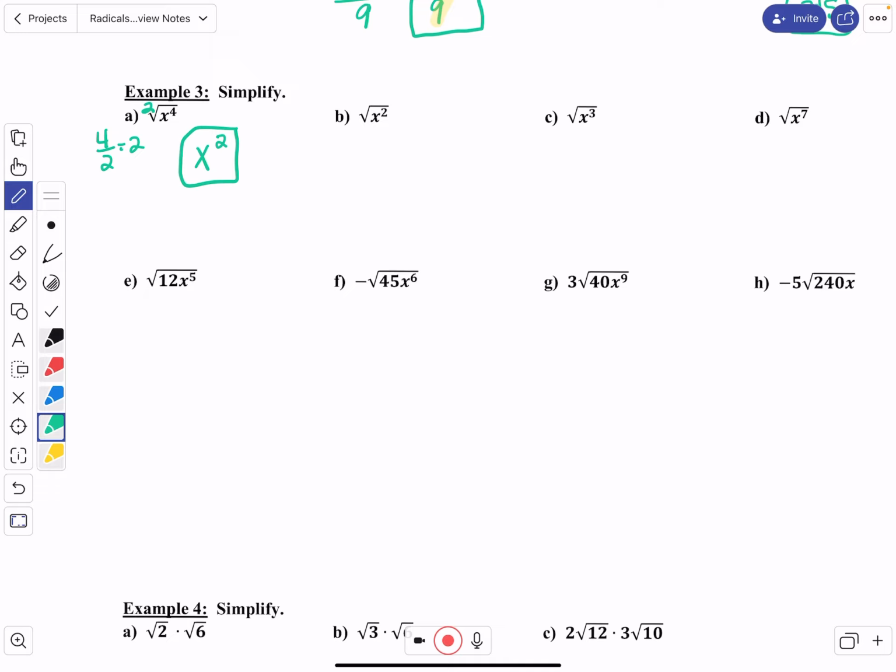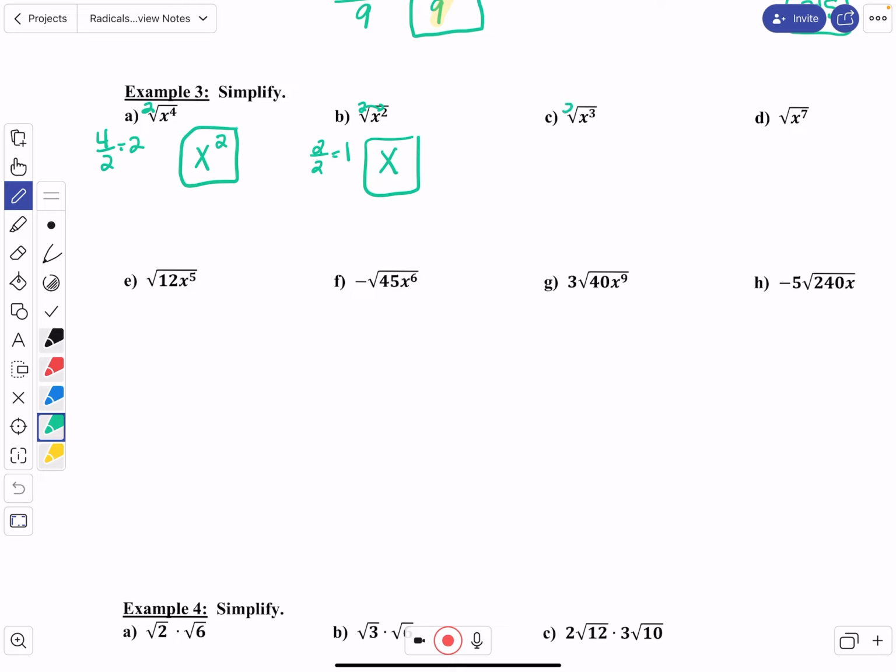Same thing here. Remember, there's an invisible 2 right there. How many times does 2 go into 2? Well, that's once, because 2 divided by 2 is 1, so you're just left with x to the first. Of course, we don't write x to the first. We just put x. So x is our answer.